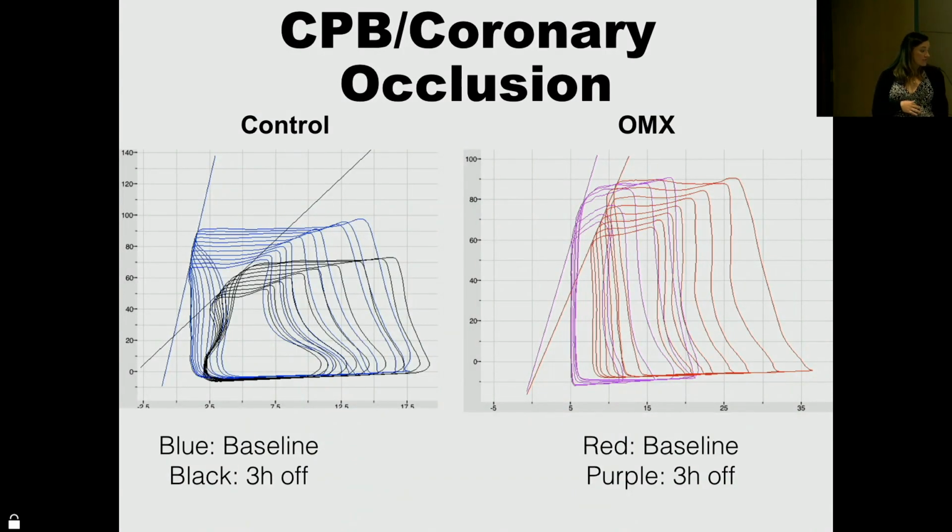What we found was that after 3 hours from separating from bypass, control animals, and you can see, to make it confusing, I changed the colors. Blue is baseline for controls, and then 3 hours off is in black. You can see they suffer decreased systolic performance, whereas the OMX animals, again, where red is baseline and purple is after being off, really had no change in their function.